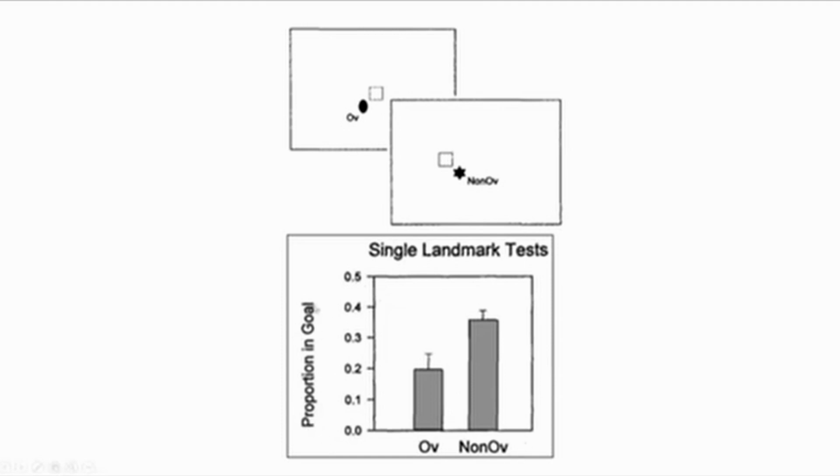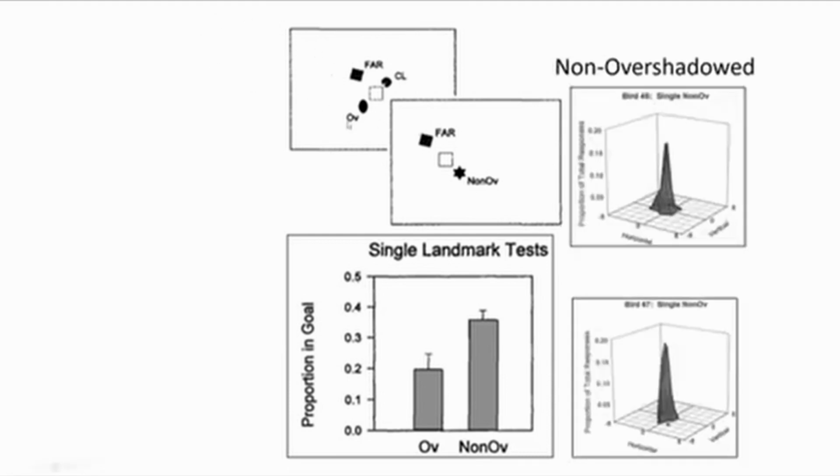So this is proportion in goal, which is just how accurate were they at touching the goal location. And with our non-overshadowed landmark, they were much more accurate, significantly more accurate, in fact. So having that close landmark here during the learning trials ended up overshadowing what they could learn about the overshadowed landmark. So they saw what they anticipated to see. And as something really cool, they ended up actually taking their data, because when they're using touch screens, they can get a two-dimensional map of where people and pigeons were touching or pecking.